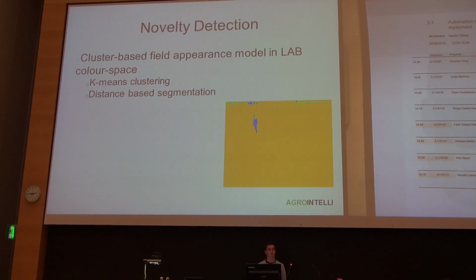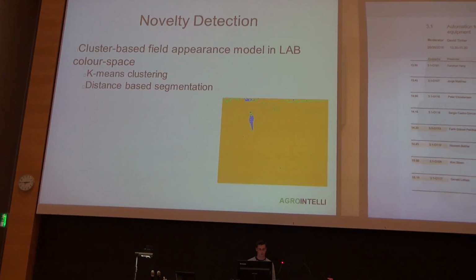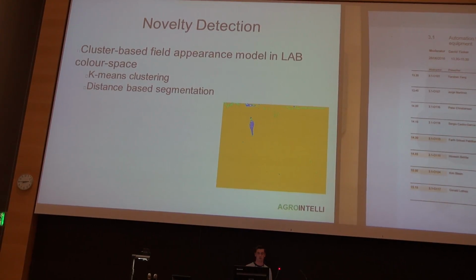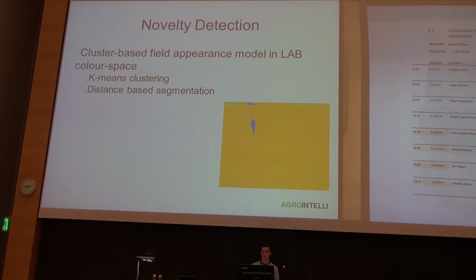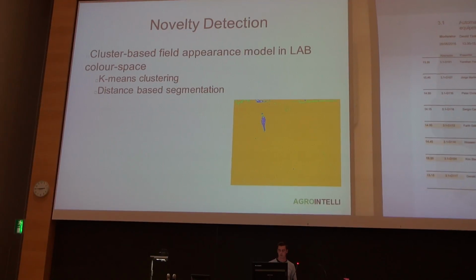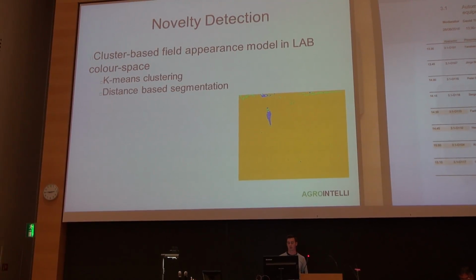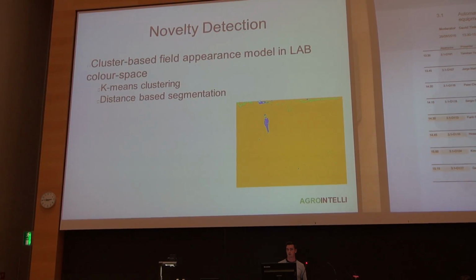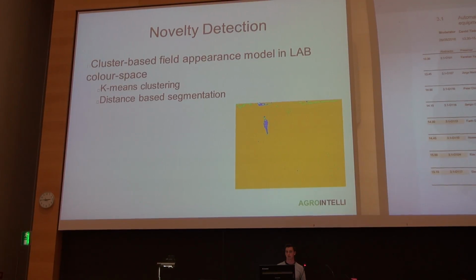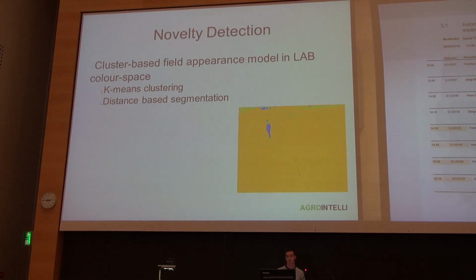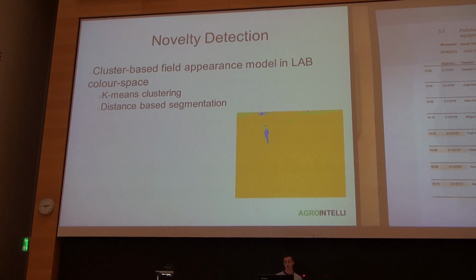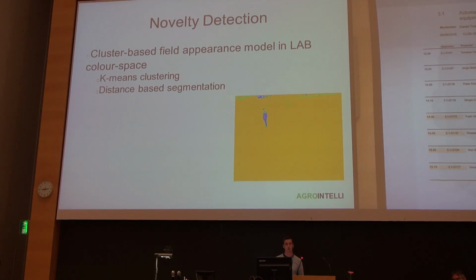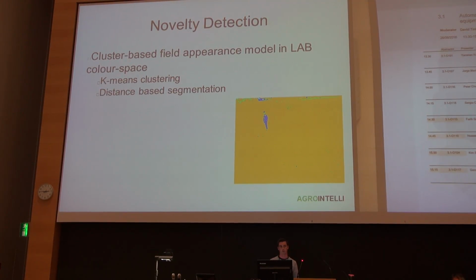So the novelty detection is a pretty simple model. We look at the field. We have a standard color camera. We look at how the field appears, and that's modeled in the LAB color space using clustering. The novelty detection is based on the distance of each single pixel in the image to that model. So in that way, at every frame, for every pixel, we can calculate the distance to our background model.